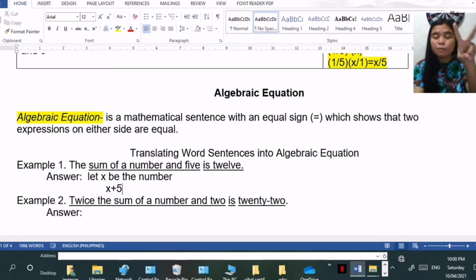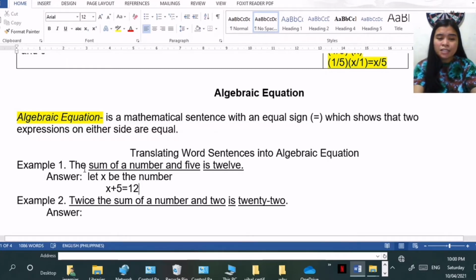Kasi siyempre magpa-plus ka ng dalawang number. Okay po? Hindi naman magkatabi yung dalawang number, tapos nasa labas yung plus. E di wala kang pa-plusin doon. Okay po? Ayan. And then is. Ano nga ulit yung is? That is equal. And then 12. Okay po? Sabi dyan, the sum of a number, di ba madalas yung a number nga, sabi ko, x yan.